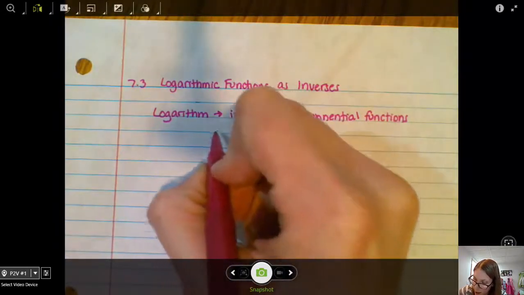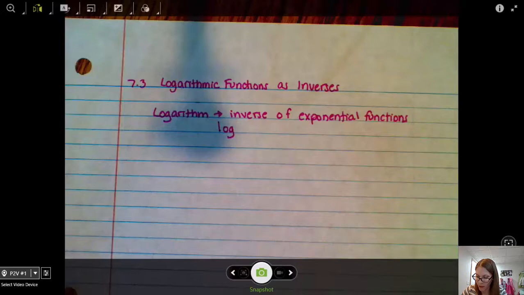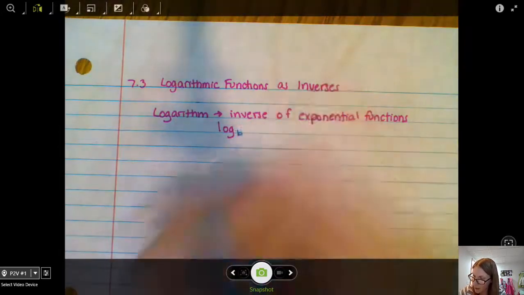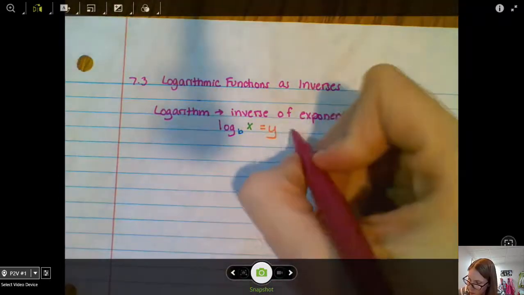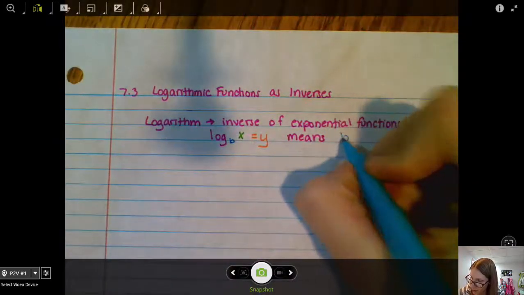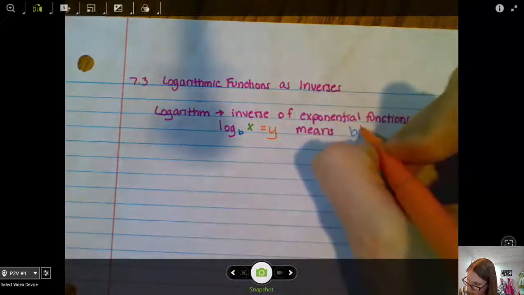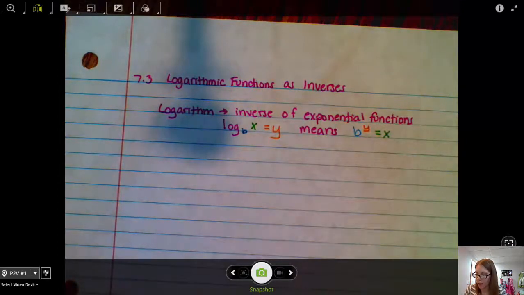So we saw this rule and the way that it works in our exploration today, but to just write it out again, a logarithm: if we have the log base b of x equals y, that really means b to the y power equals x.